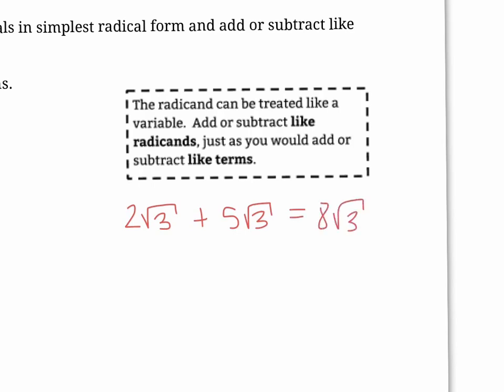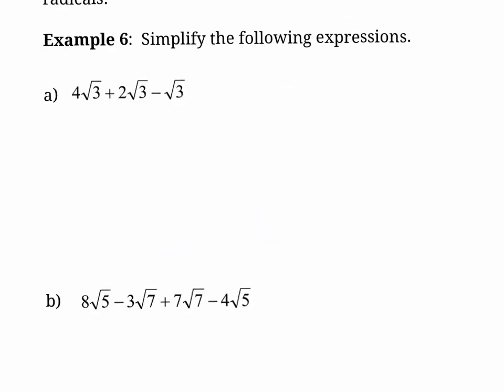But if I have 3 root 3's and 5 root 2's, there's nothing else I can do. I still just have 3 root 3's and 5 root 2's, so we're done. We can't add root 3's and root 2's together because we're not counting them, just like variables. So let's try these guys.